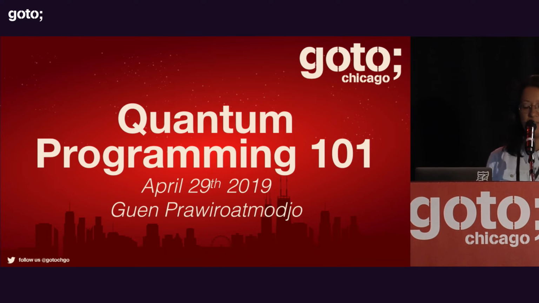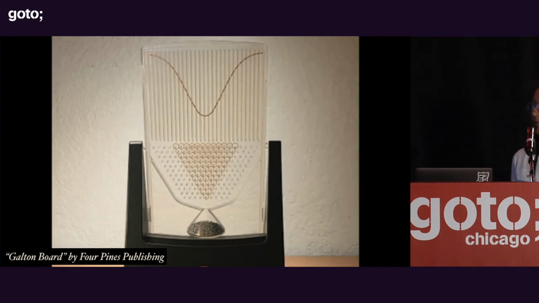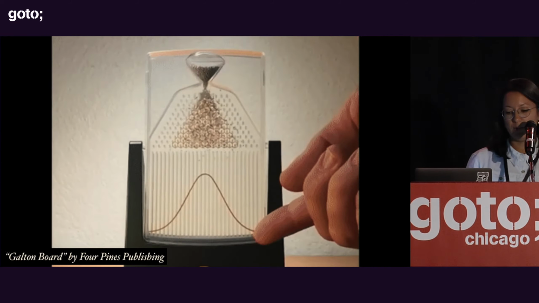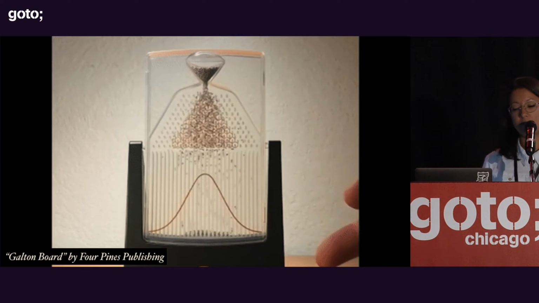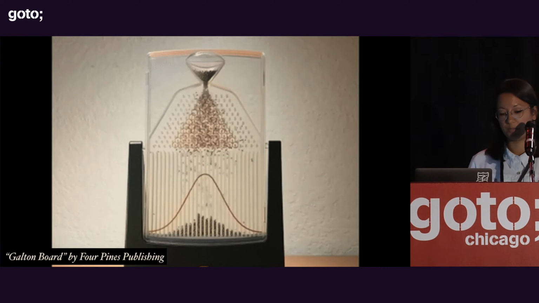So I'll start with a brief introduction to quantum computing, and then I will dive into several of these examples. The best way to understand quantum computing is to understand some principles of quantum mechanics. So you've already seen at the talk, it's all about probability distributions, right?